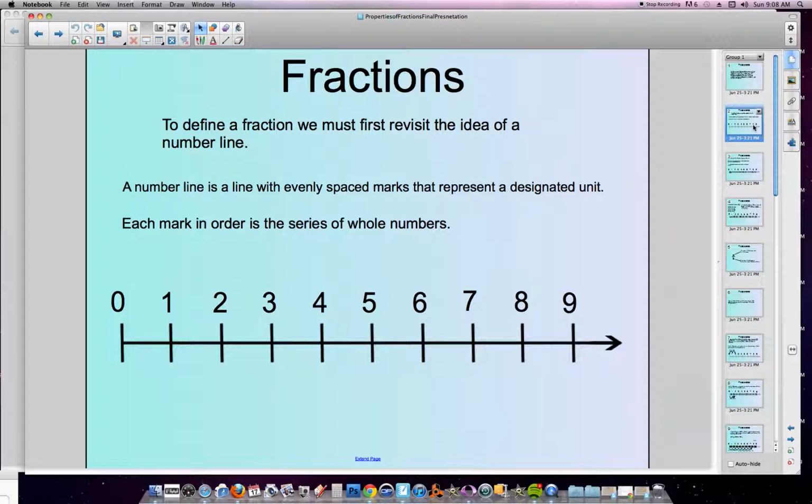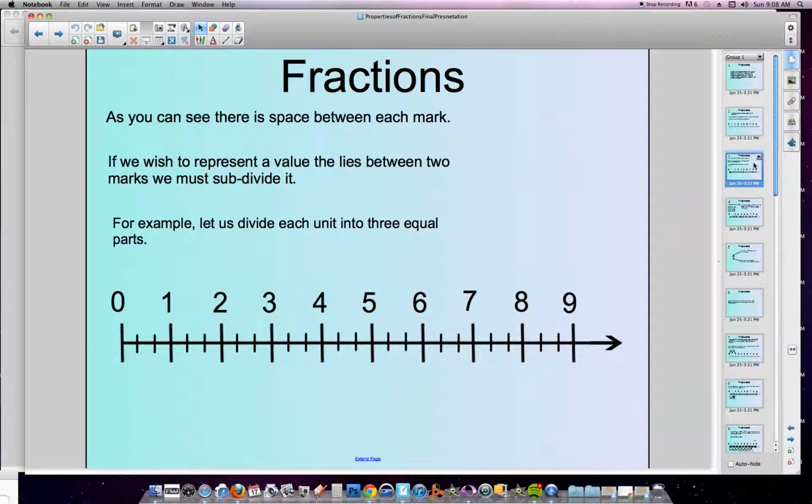On our typical number line, each one of these ticks is a different whole number. We go from 0 to 1 to 2 to 3 to 4 and so on. And the space between each mark is represented as a unit of 1. From 1 to 2, from 4 to 5, each space is a unit of 1. When we begin to get to fractions, we get into subdividing the number line. That's all. So for example, let's subdivide each unit of 1 into 3 little parts.